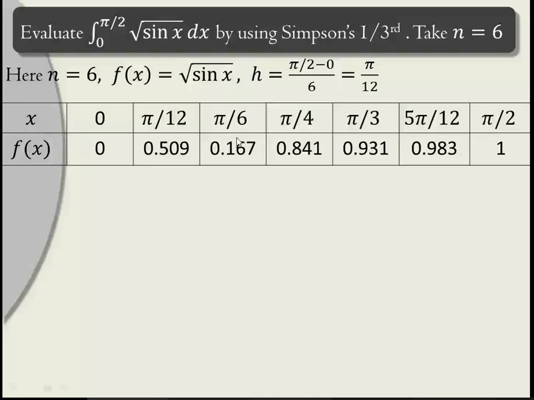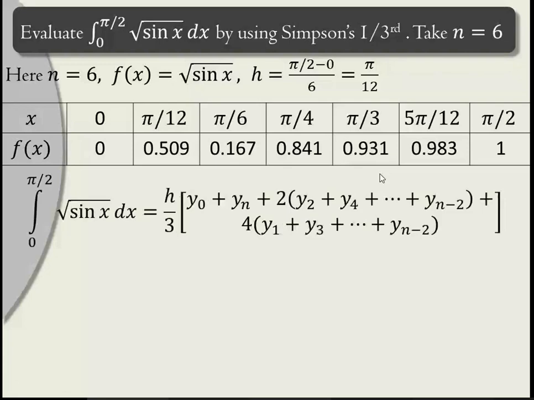So these are the values of x0, x1, x2, x3, x4, x5, and x6. And these are the values of y0, y1, y2, y3, y4, y5, and y6. y6 is 1. And it is asked to use Simpson's 1/3 rule. So making use of the standard formula, the integration will be h by 3 times y0 plus yn, plus 2 times the even suffix terms of y, y2, y4, up to yn minus 2, plus 4 times the odd suffix terms of y, that is y1, y3, up to yn minus 1.